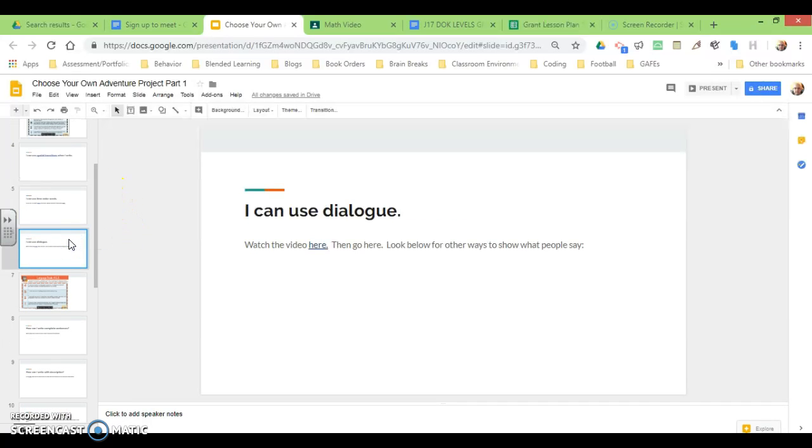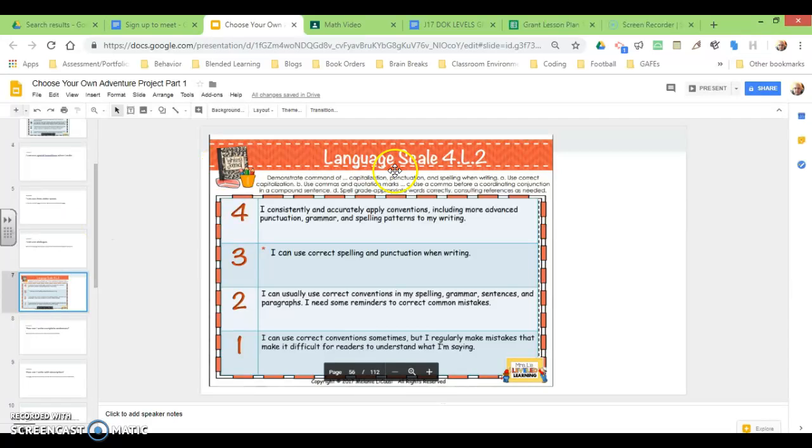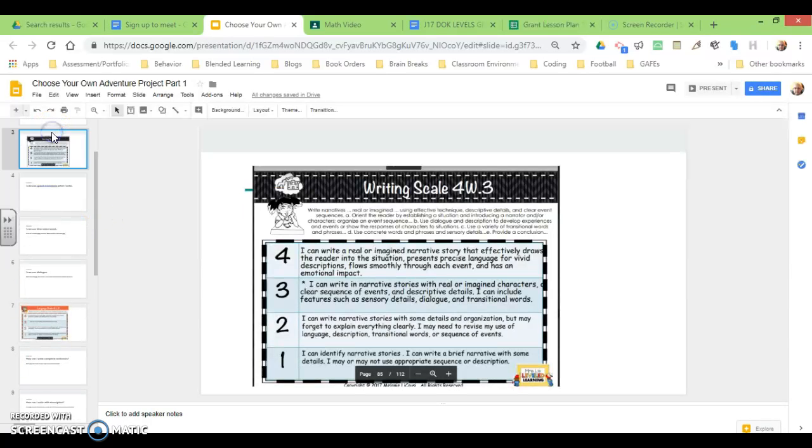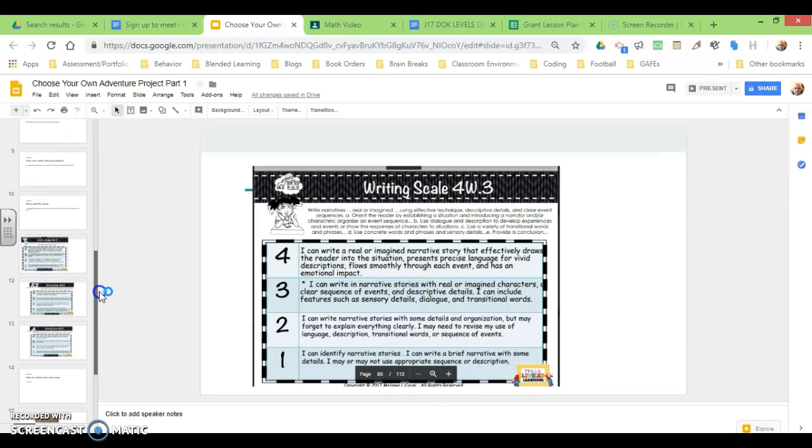You can see that there's now talking about language. So this is talking about a language grade. Then it has a slide that goes along with that. So these slides here are about this grade. So this, and this are how you're going to earn your grade for this.